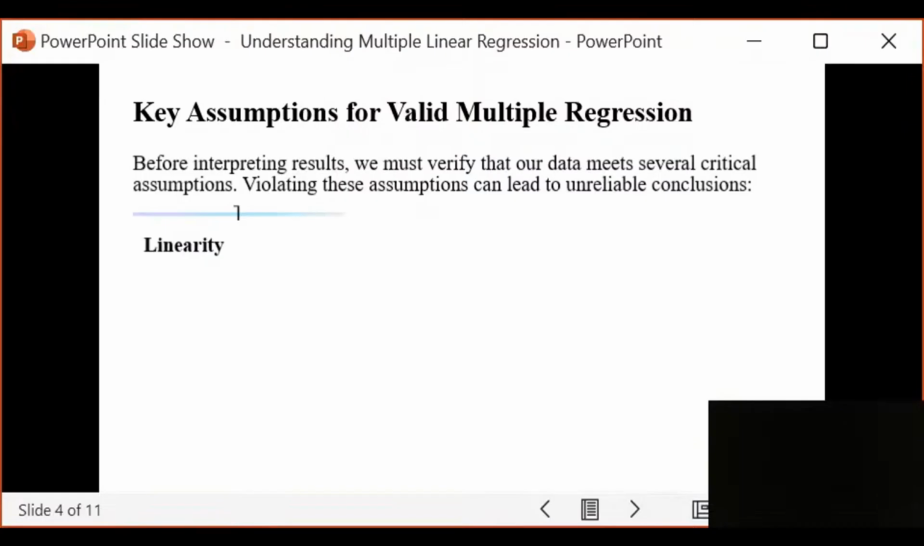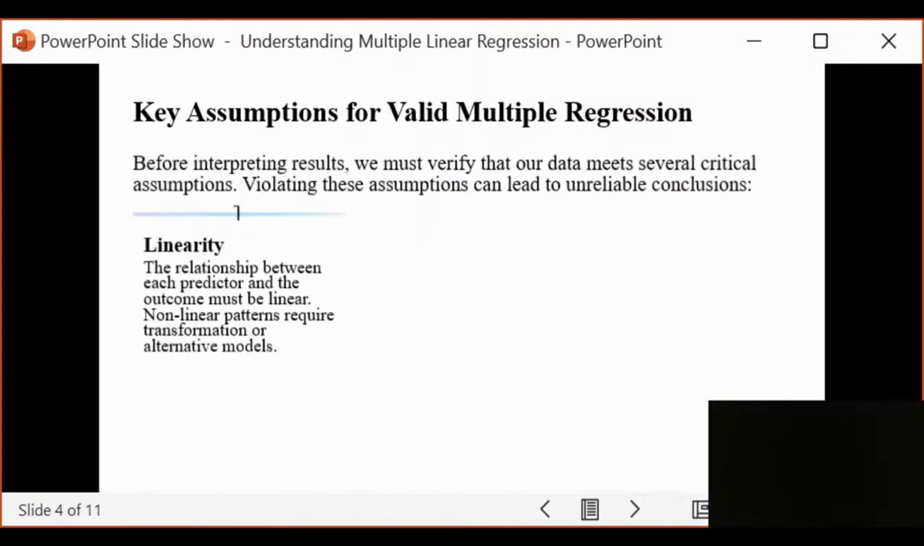We have linearity. This means that the relationship between each predictor and the dependent variable should be linear. In other words, it should form a straight line pattern. If the relationship is curved or nonlinear, the model won't capture it correctly. To check linearity, in SPSS, you can use a scatter plot.